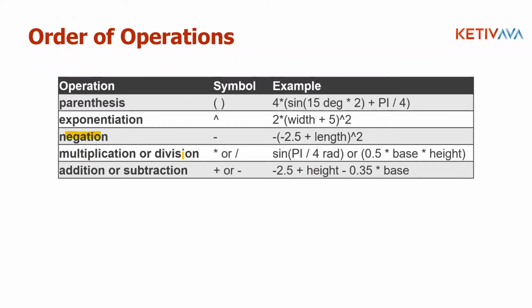We've got a negation. So that's going to happen first. We take a negative 2.5. And then we've also got a multiplication. So we're going to want to take this 0.35 times the base parameter and get the result of that. And before we do, subtract it off of the height and then add on this negative 2.5 here. So again, if you do the order of operations wrong, you're going to get a wrong result. And so it's very important to understand.